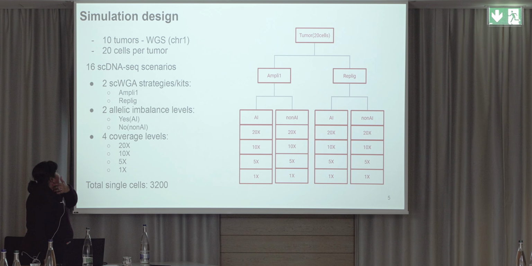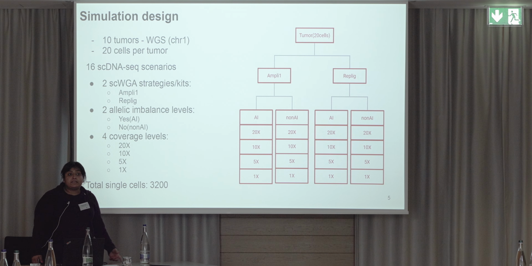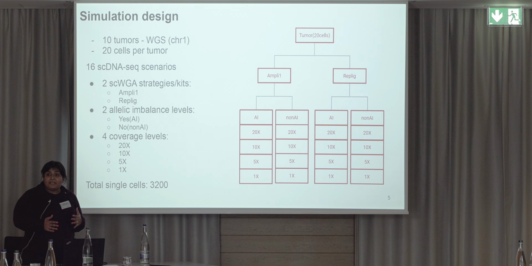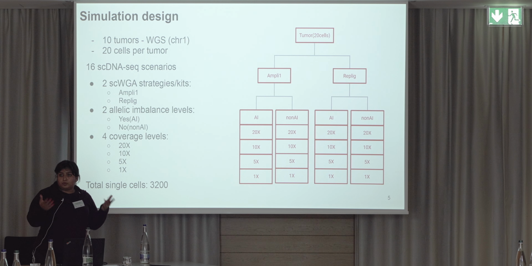So in this design, we have 10 tumors, or in technical terms, these can be our 10 replicates with 20 cells each. This is the whole genome strategy on chromosome 1, because chromosome 1, in our opinion, was more reliable to represent the whole genome dataset, because many people consider chromosome X or chromosome 21, but then it is very hard to scale that data. Then we had 16 different scenarios for whole genome amplification kits.